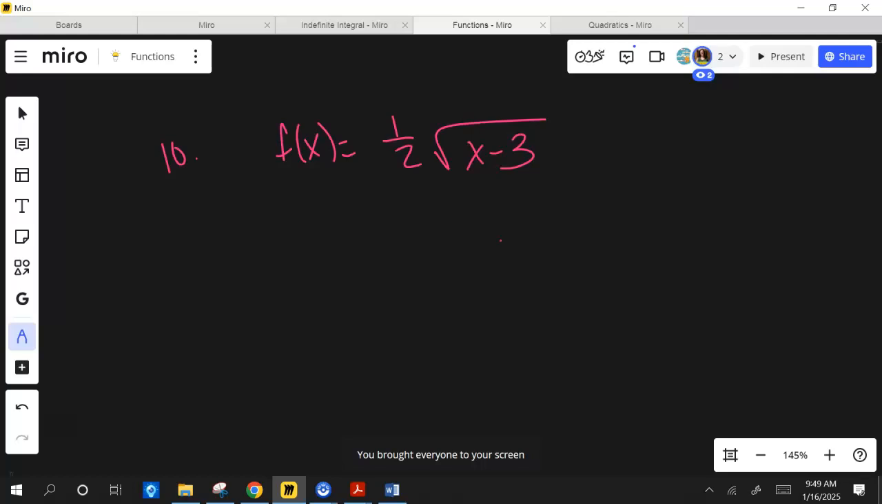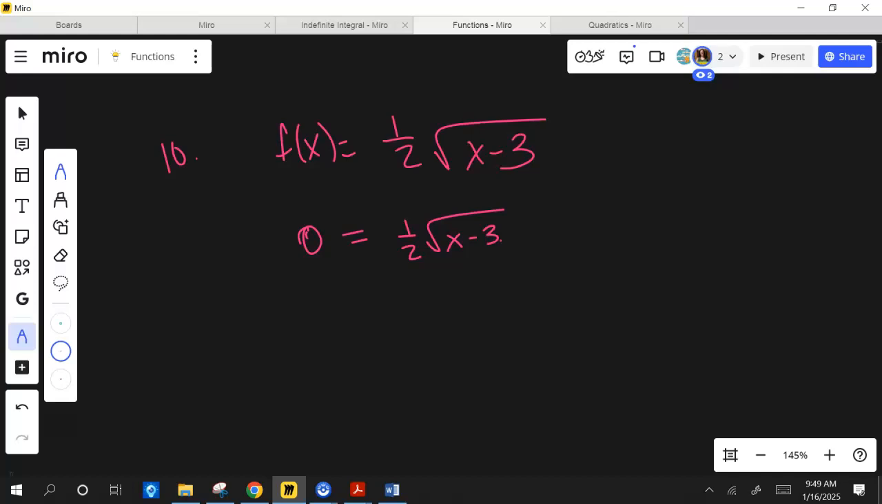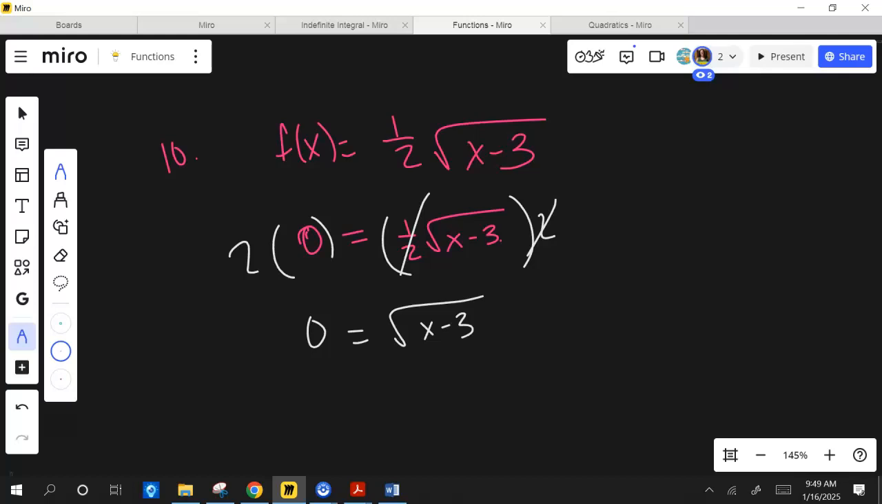All right, so algebraically, the zeros, if I set this equal to 0, I get 1/2 times the square root of x minus 3. I can divide by a half or multiply by 2. I prefer to multiply by 2 because to me it's easier. So if you multiply by 2 and that goes away, I get 0 equals the square root of x minus 3.